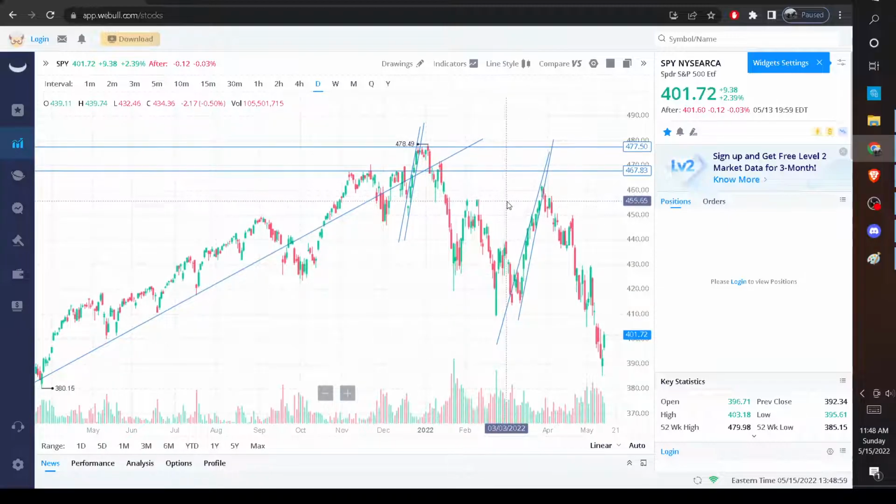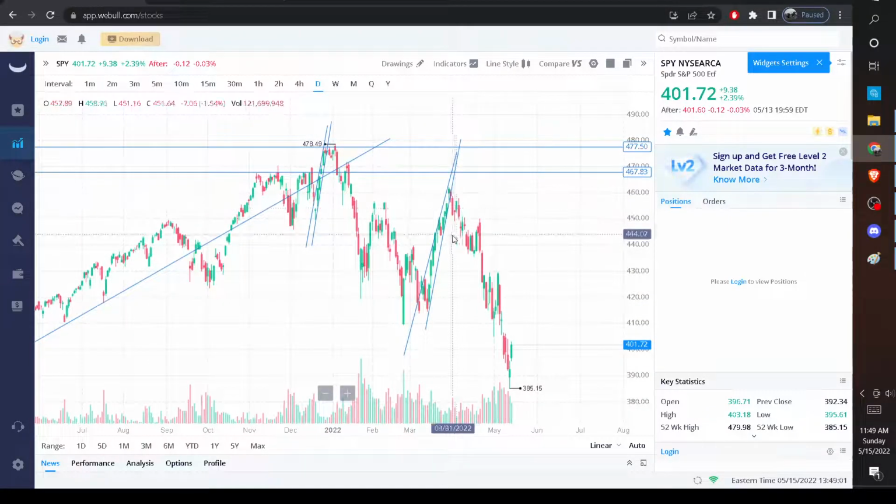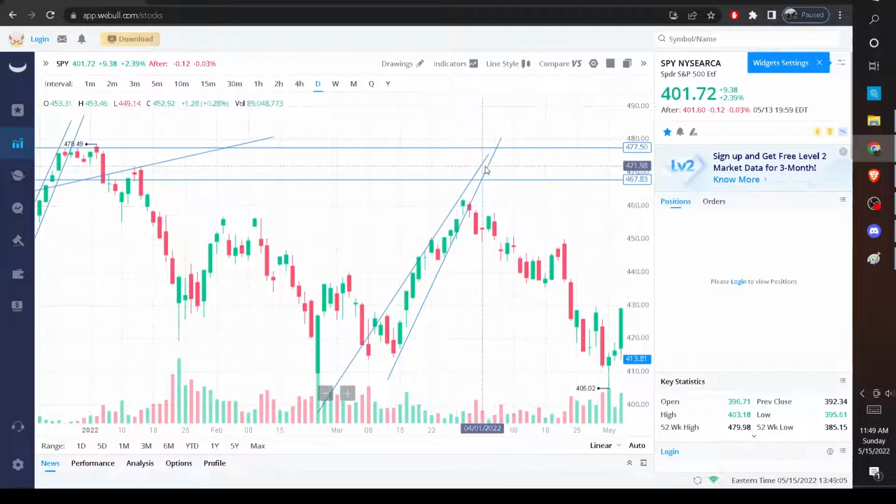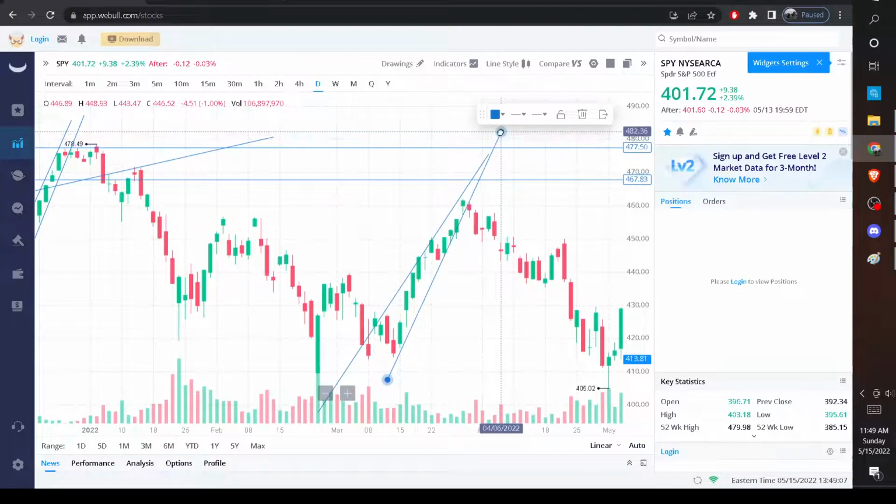Now I'm going to go back, and I'm going to look at this move right here. So this move was a little bit more obvious. So we had a rising wedge. A rising wedge is essentially when you hit the support, and then you go back and you hit the top. And then you go back and hit the support, and you go back and hit the top.